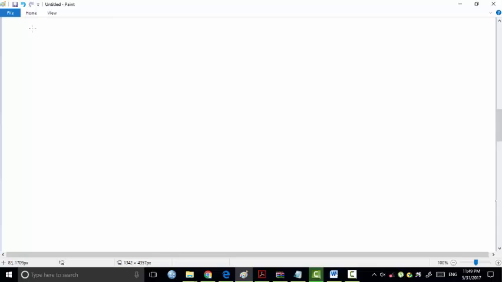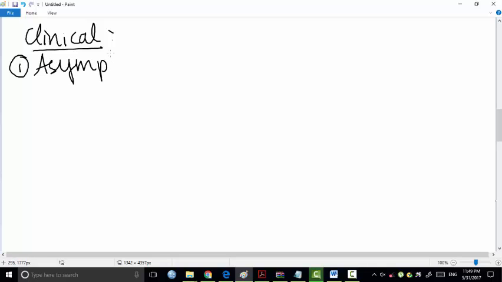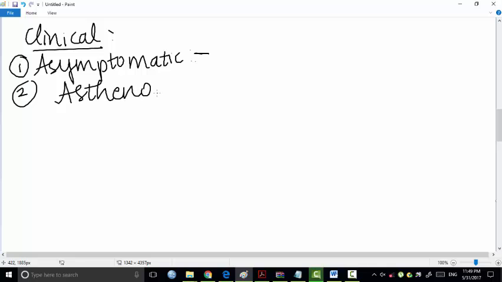So now what are the clinical features? These are all the clinical features we might have suffered at one stage or the other who have hypermetropia. The first symptom is asymptomatic. There are no symptoms at all, because as I have said, our eye tries to make some accommodative effort, making it asymptomatic. The second type is asthenopic symptoms.